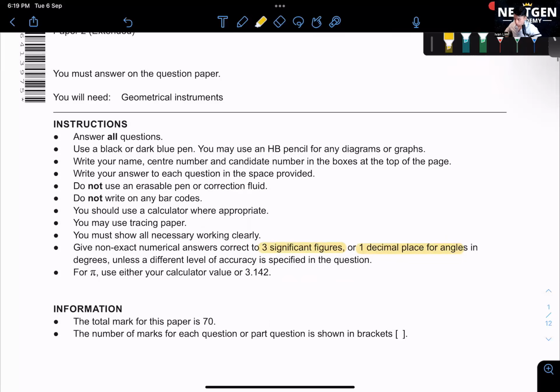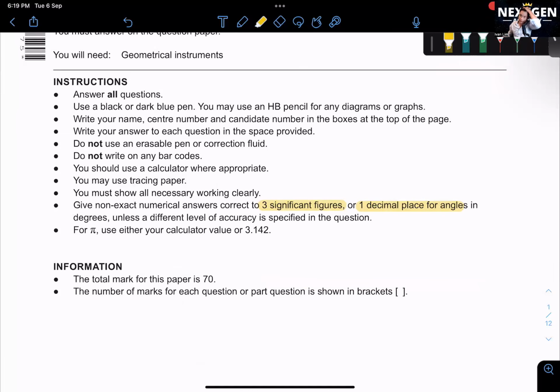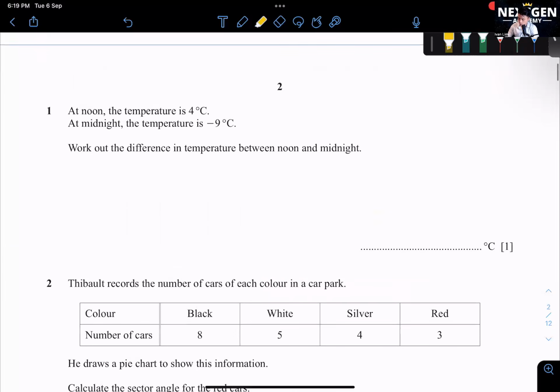Cool. So this paper is the easy paper. This one is just 70 marks only. In fact, you should aim for paper 2 to score as high as you can. All right, let's go.